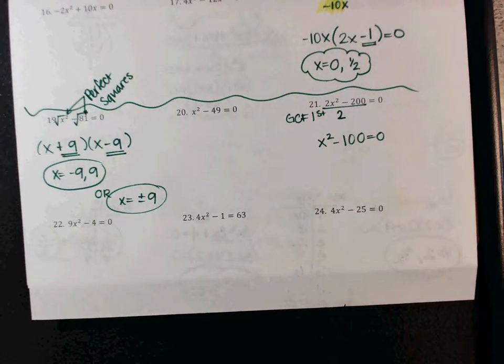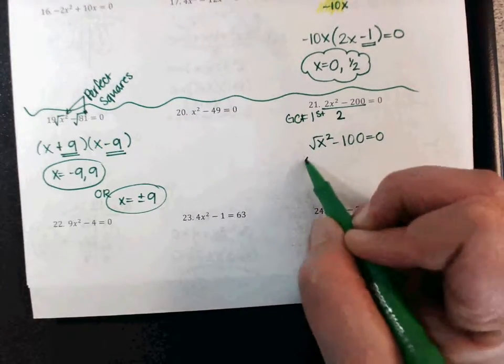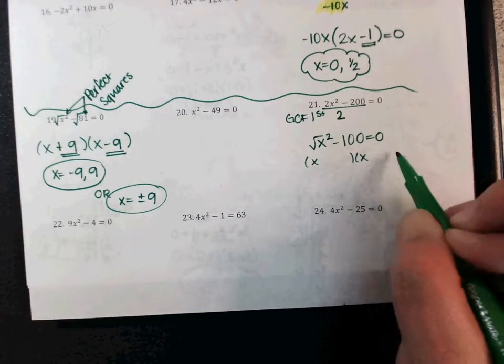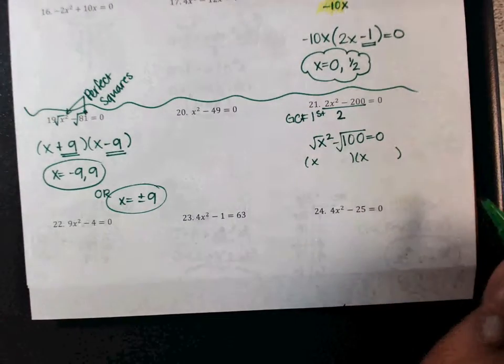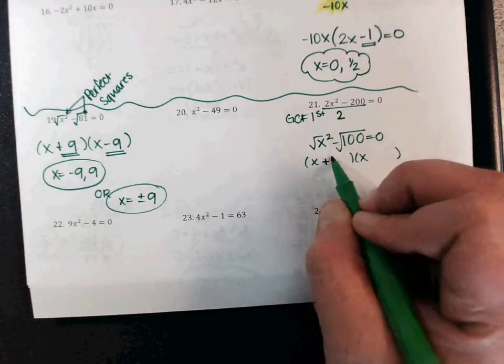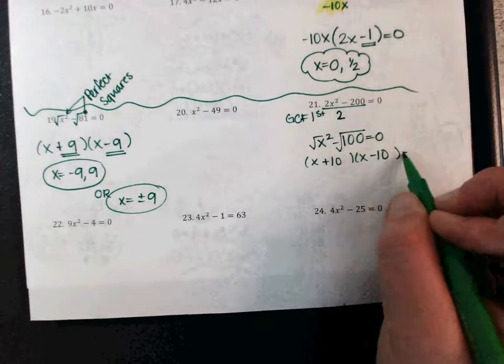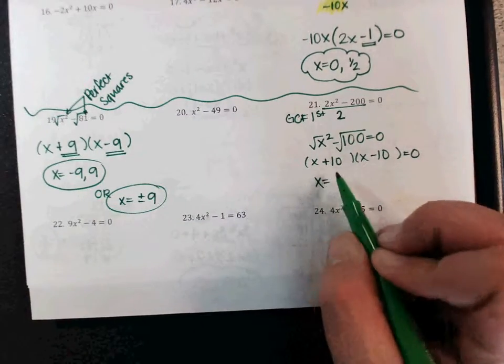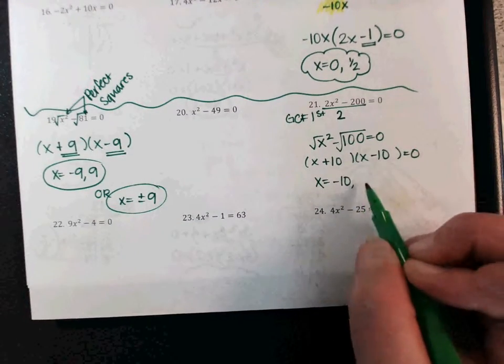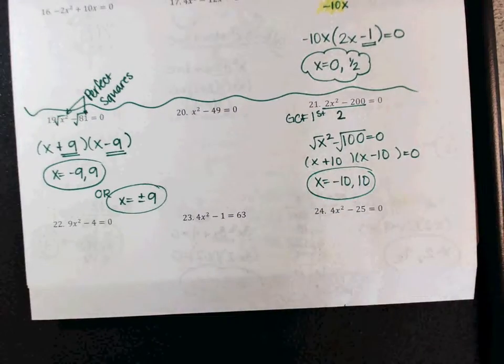Plus or minus 10. So square root my x squared, I just get an x and an x. Then your square root of 100 is plus or minus 10. So plus 10 in one, minus 10 in the other. So I get for plus 10 it'd be a minus 10, for minus 10 it'd be a plus 10.